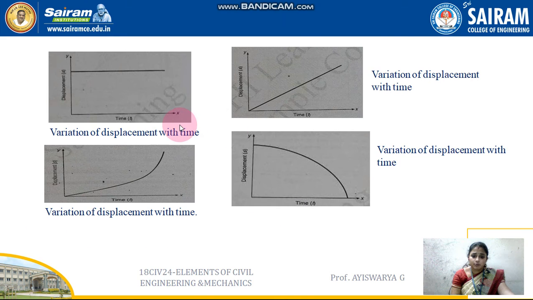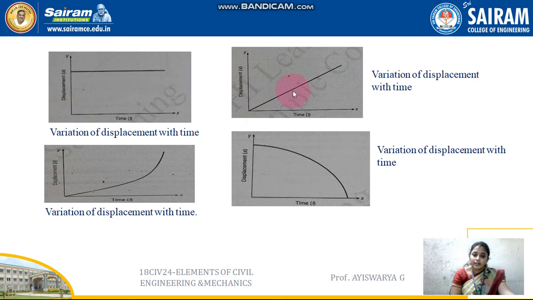So here I have displayed 4 different displacement and time graphs. Here you can see the variation of displacement with respect to time. In this graph, we have drawn the x-axis as time and the y-axis as displacement. When it is constant, when the body is at a particular point, the line will be uniform, meaning the same. So here you can see the displacement and time graph in the uniform manner.